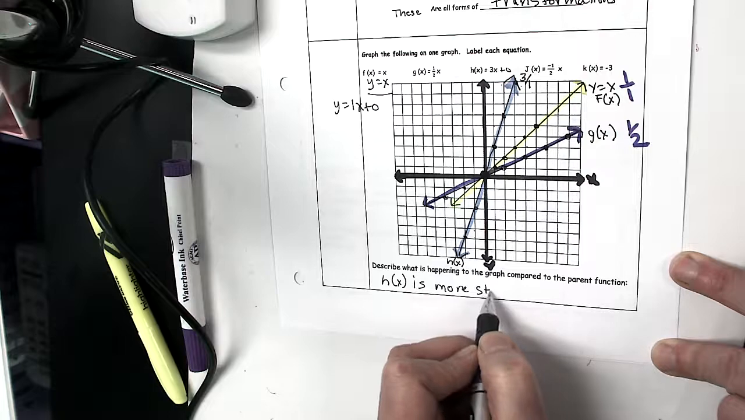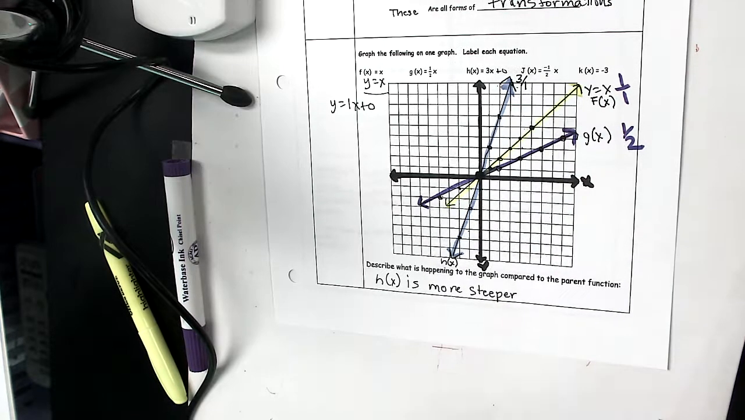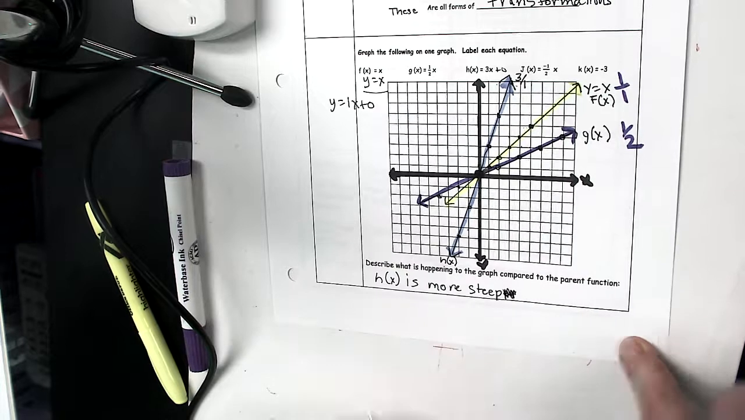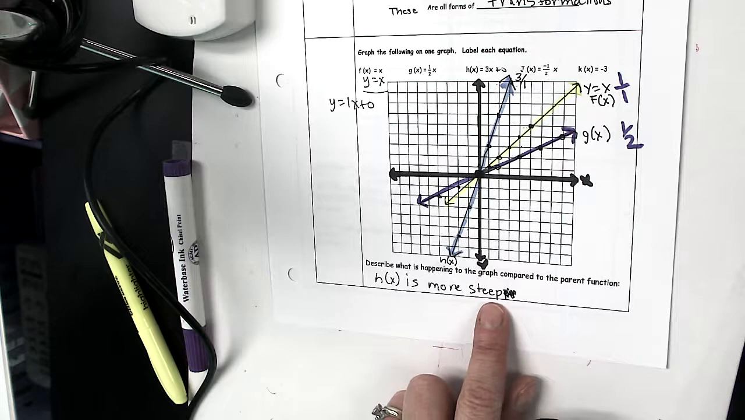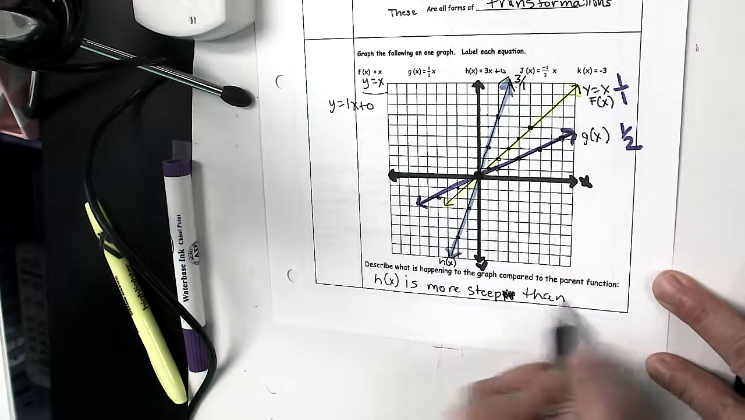Well, you guys confused me over there. All right, so h of x is more steep. Do you guys agree? I think that's correct though. More steep than f of x. Can you write that down? All right, let's look at g of x. g of x compared to the parent function f of x is what? Less steep. Yep.